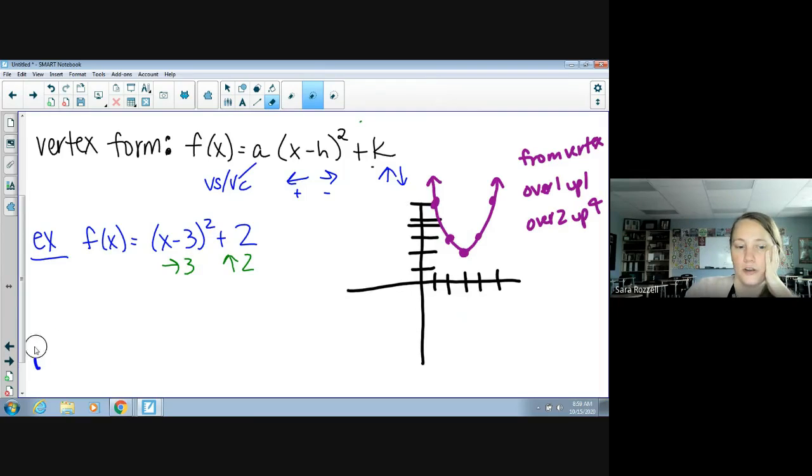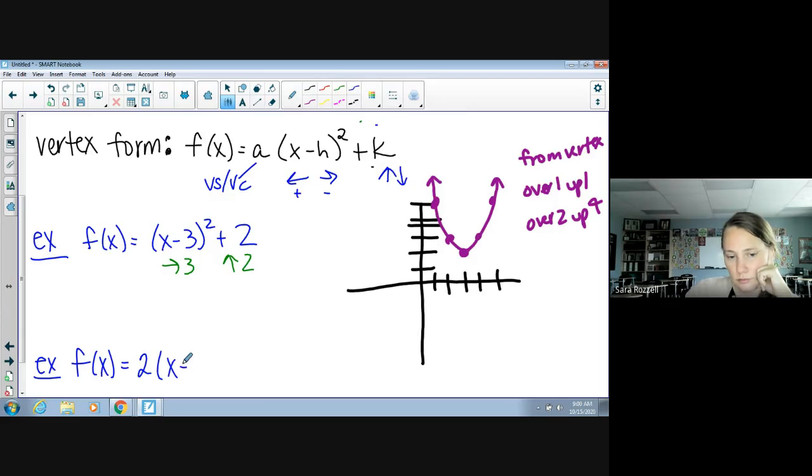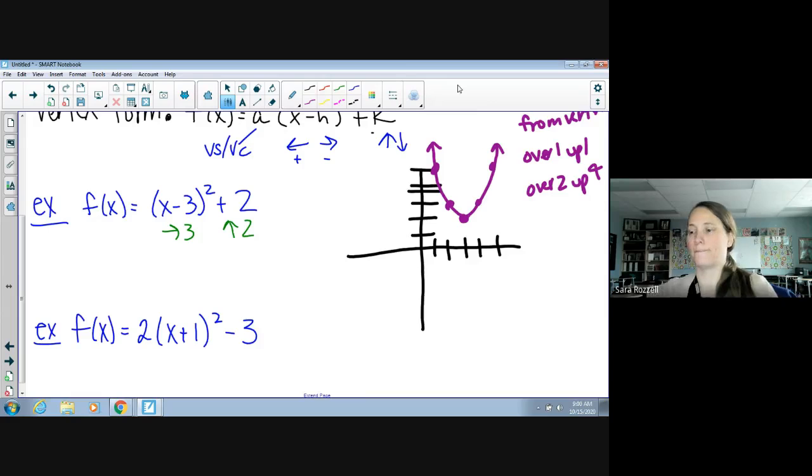We'll do a vertical stretch one just so you can see how the ups and downs are affected by that. So a problem like this, 2 times x plus 1 squared minus 3. Someone tell me what's one way that this moves. Down 3. Good, thank you. Down 3. What's another way that it moves? Left 1. Okay. And then the 2 in the front tells us we have a vertical stretch of 2.